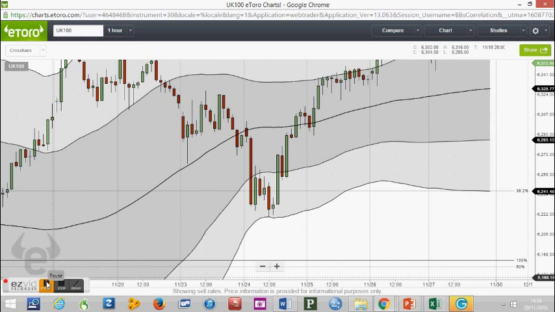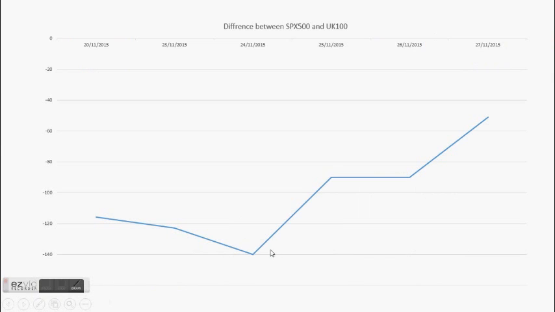But overall, what was the effect of that? Yeah, the effect was SPX 500, UK 100. The effect was that they went away. Minus 140. UK got further away from the S&P 500, got lower, down to minus 140. Bang. So let's go to Wednesday.